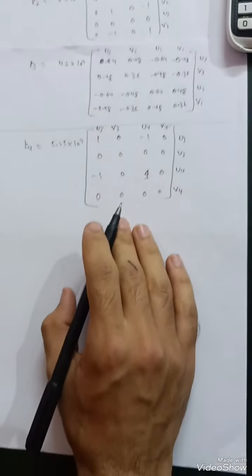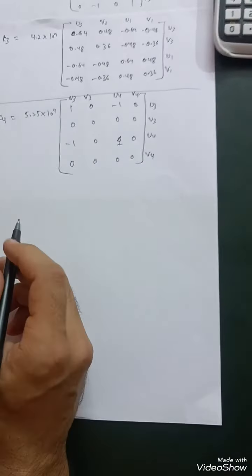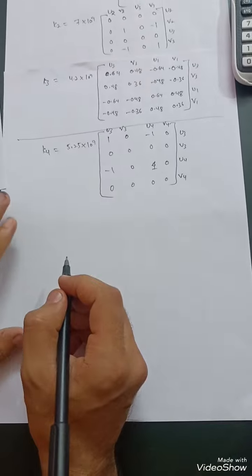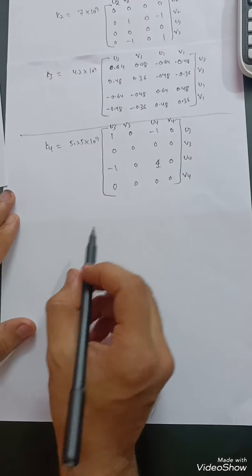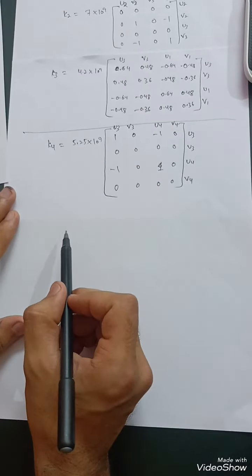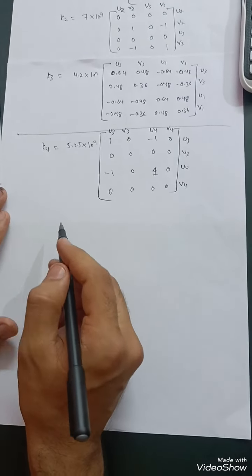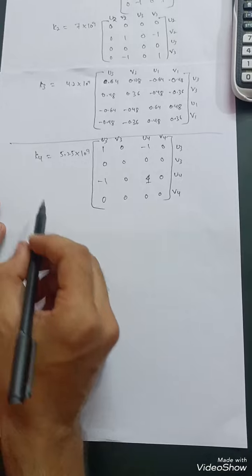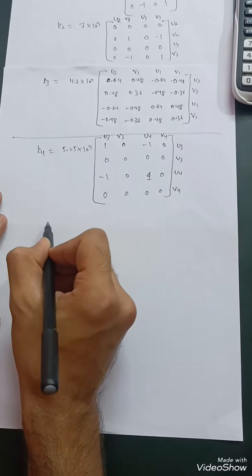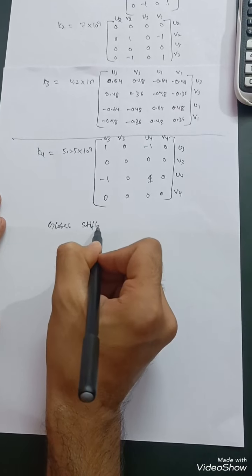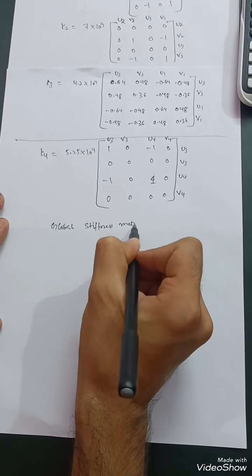Now we have to calculate the global matrix. When you draw the global stiffness matrix, it is a matter of concern for every student how to draw the global stiffness matrix. I will tell you in this video as far as possible, in a simple manner. So I will just write here the global stiffness matrix.